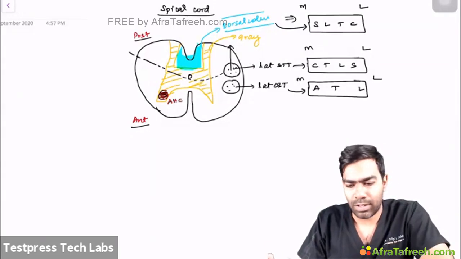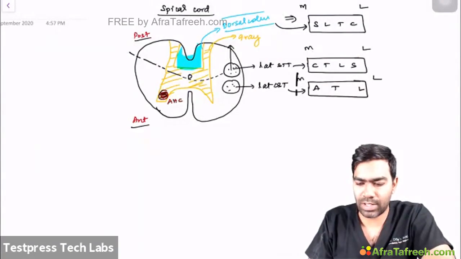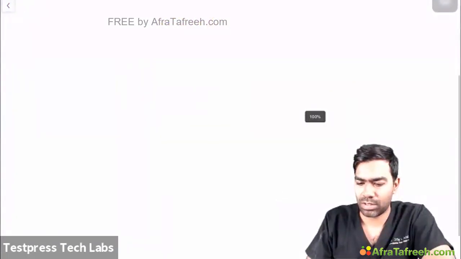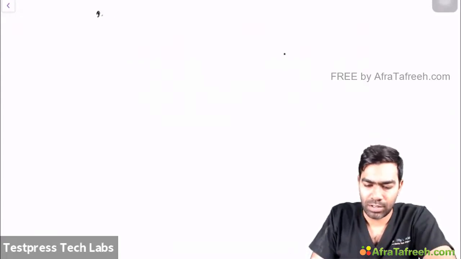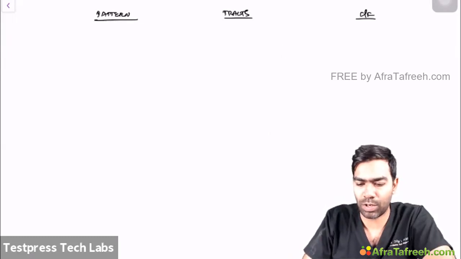So once we have known the anatomy, we need to know the patterns. That's what I told you. As far as the spinal cord disorder patterns are concerned, we have some important patterns. The first one is going to be the Brown-Séquard syndrome. Then after knowing the patterns, we need to know about the tracts that are affected, and then we have the clinical outcomes of those involvement of tracts.